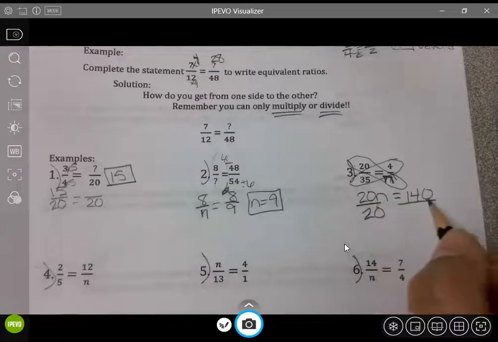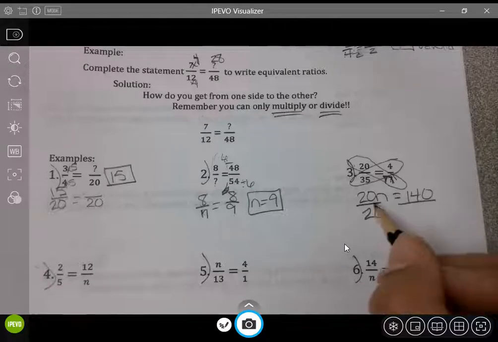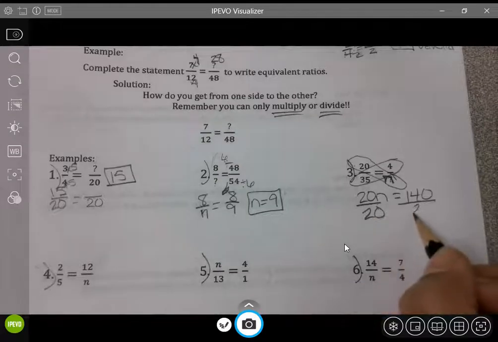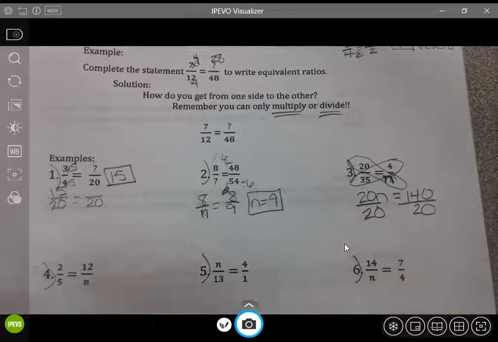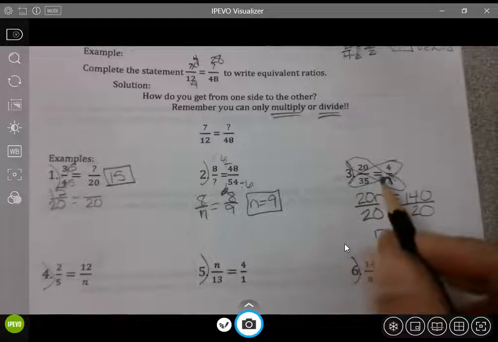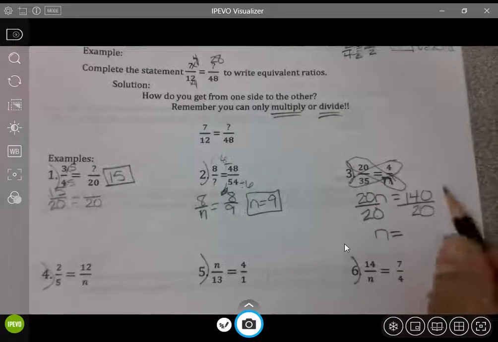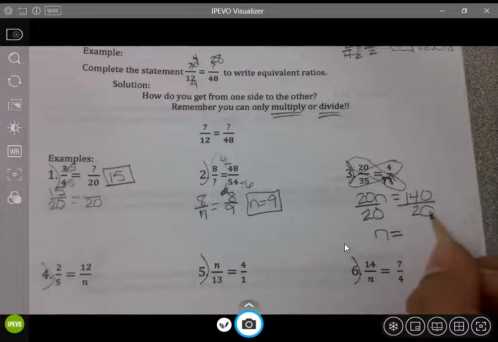Whatever I do to one side, I do the other because remember, this is a balance. They have to equal the same thing. And if I made this 20 times less, I need to make this 20 times less as well. That would leave me 20 divided by 20 is 1 times n, which is just n. And then 140 divided by 20 is going to give me 7.